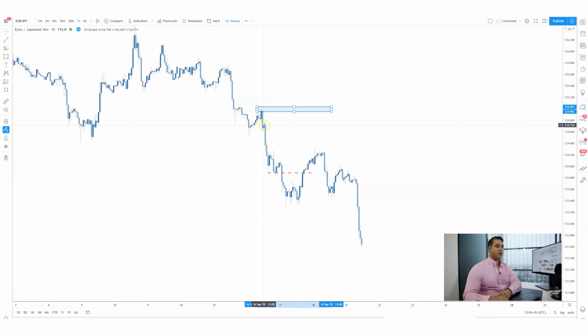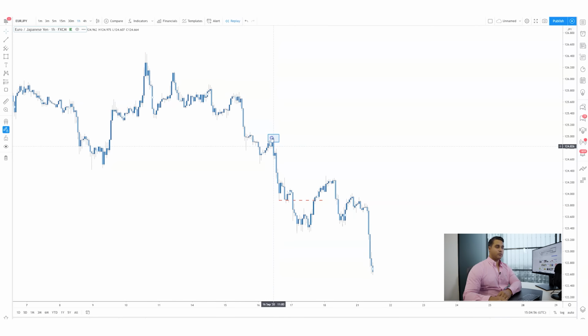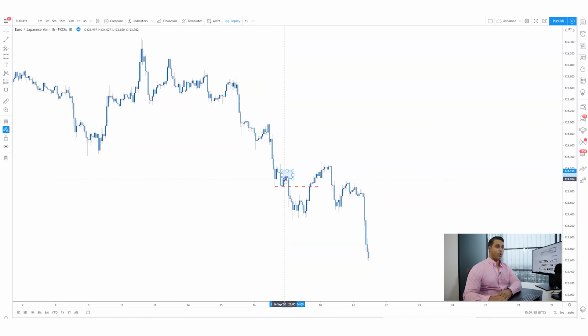Then you're going to be looking at how price creates the new higher low. So once you get the higher low, you move that data to the higher low. Only once the lower low has been made, then you have a key level to work with. You drag your data to the left.